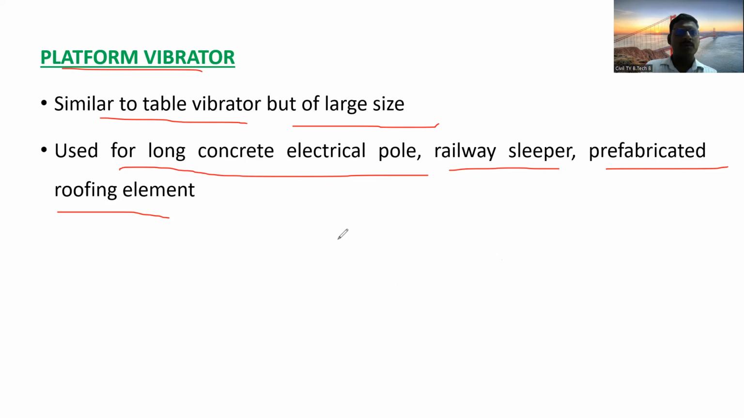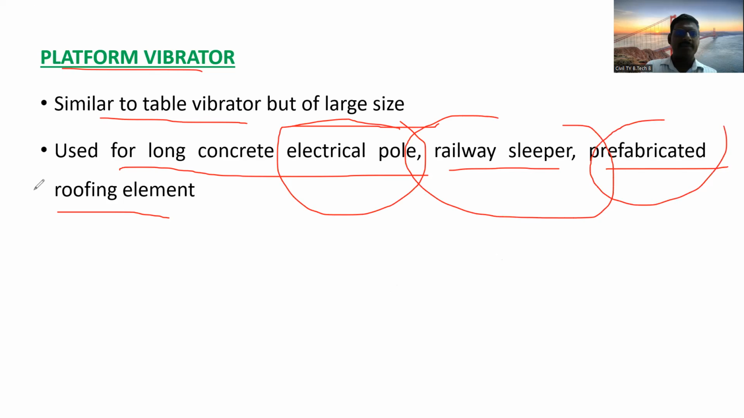So this platform vibrator we are using for the electrical pole, then railway sleeper, and then prefabricated roofing elements. So are you getting? This is very important. If you give these examples in the examination while writing, then it is easy to show how the platform vibrator is used for these purposes.